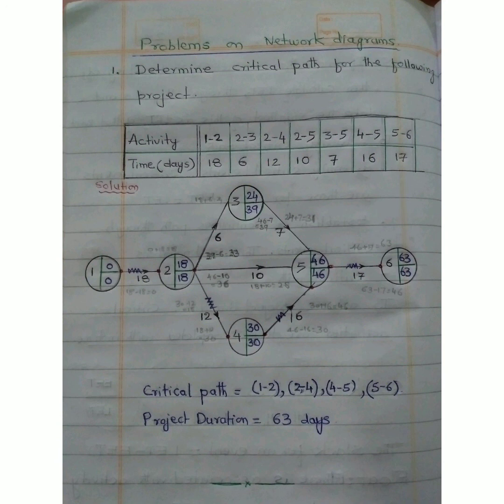We know the critical path is the path which connects zero-slack events. Hence the required critical path is 1-2, 2-4, 4-5 and 5-6. The project duration is equal to 63 days. This way the network problems can be solved.